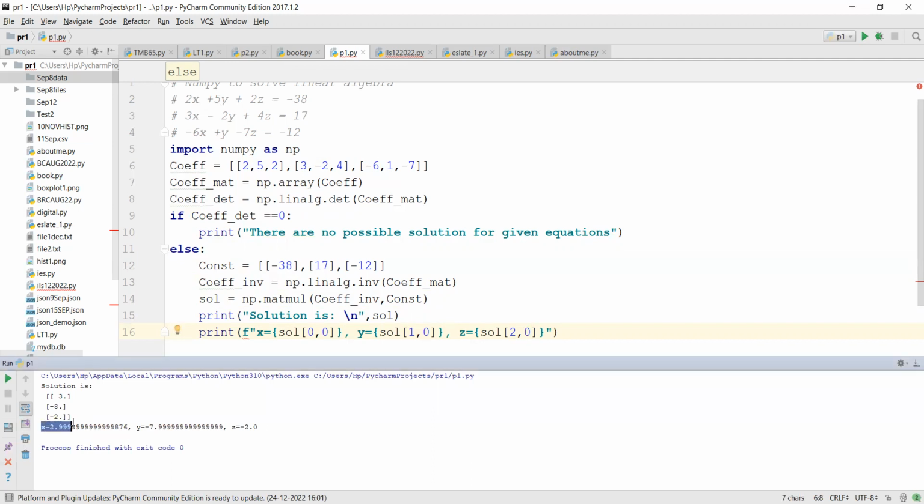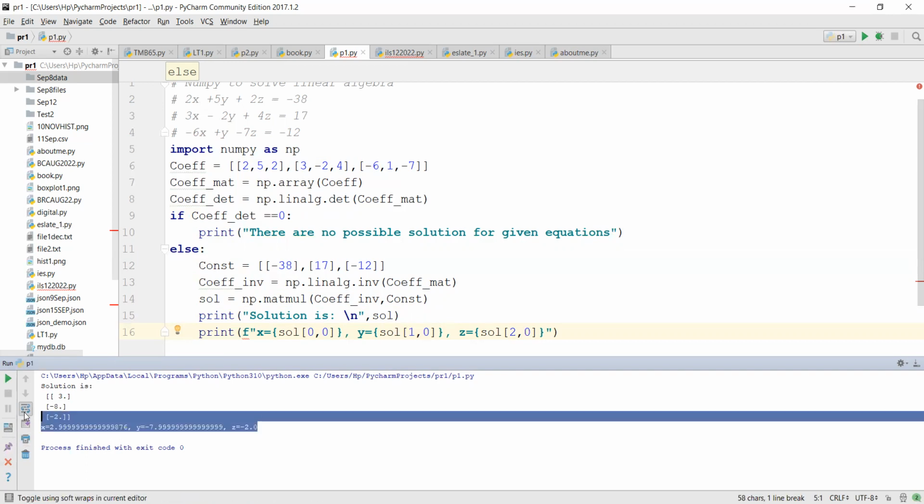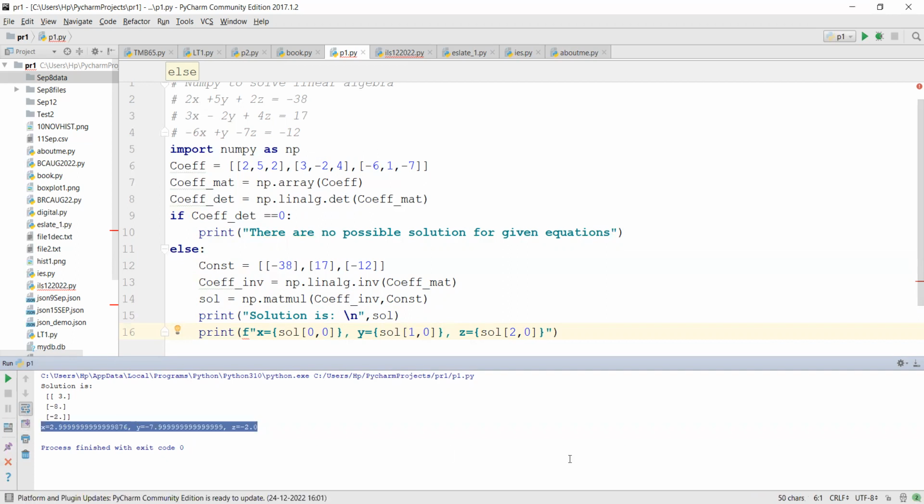See, 2.9999 means 3 only. 7.9999 is 8 and minus 2. So these are your solutions here. Okay, you can substitute back in the equation and you will get the answer.